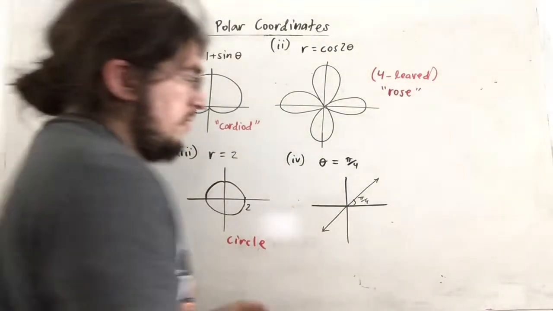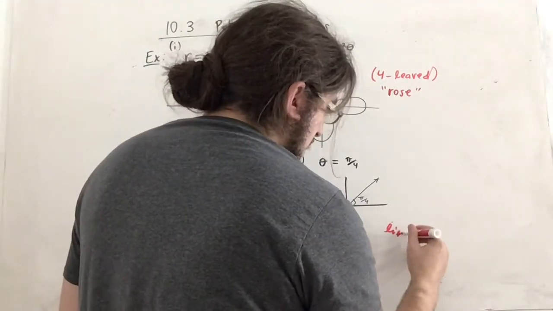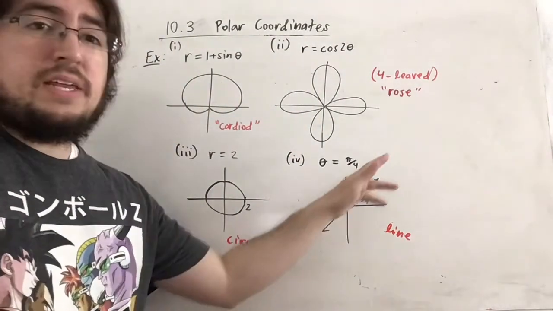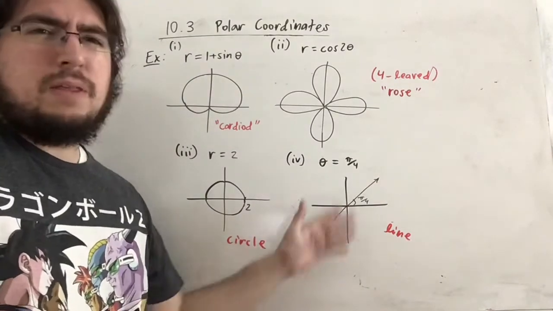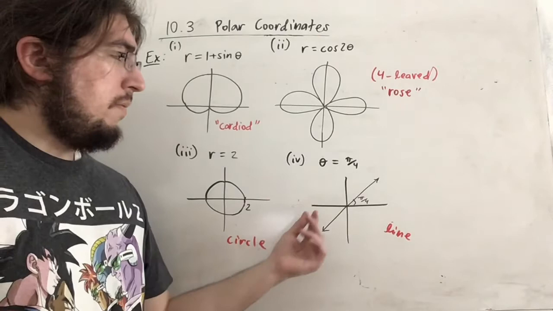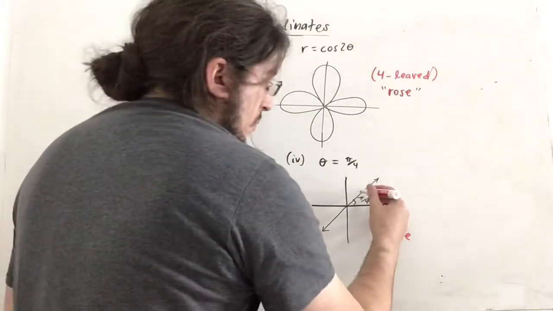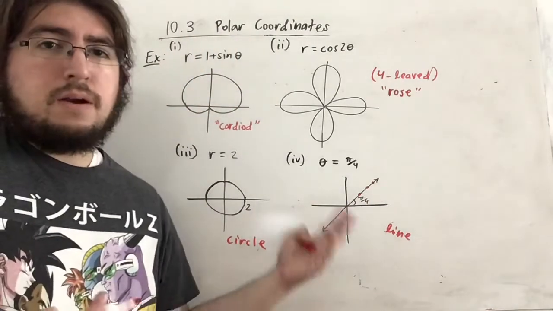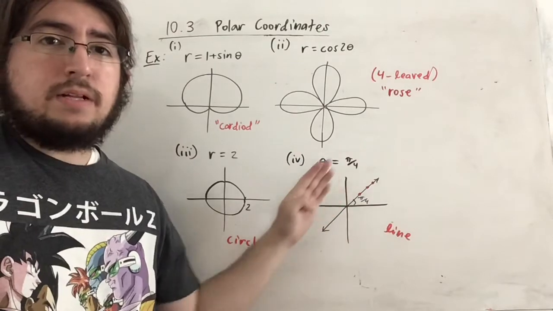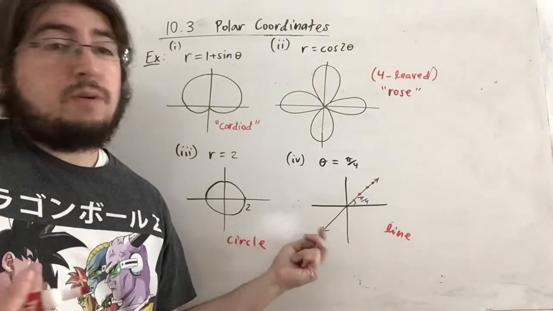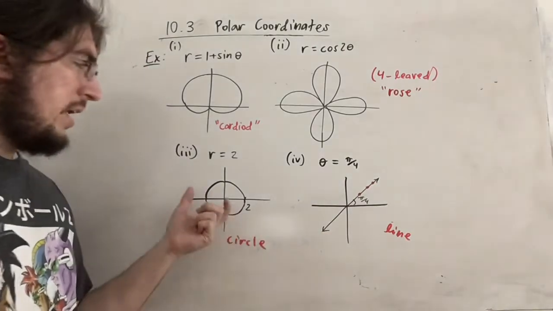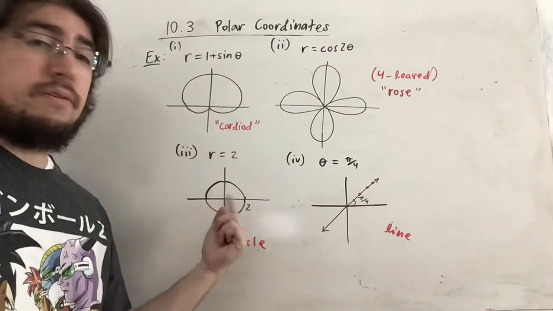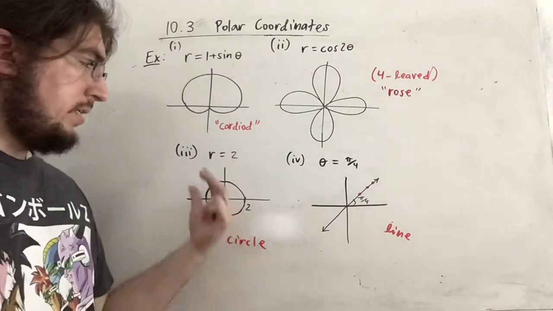And finally, for the 4th one, we just have a line. This is when you have theta equals something as opposed to r equals something. Everything on this line at the angle pi over 4, which by the way is just the line y equals x, has that angle. So every point here, no matter what the radius is, has the angle pi over 4. To plot a point, you travel that angle and then go out that radius. Kind of like here, independent of the angle, the radius is the same. That's kind of neat that we can see that.